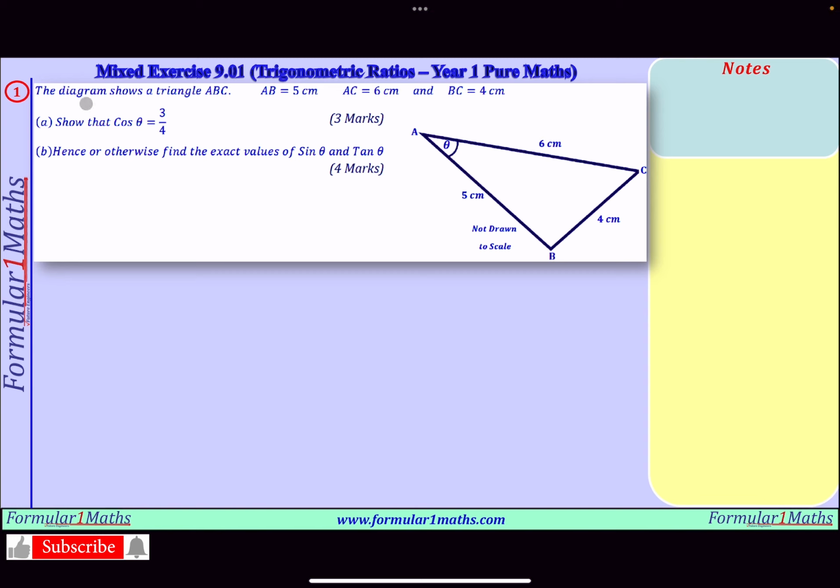Question 1. The diagram shows a triangle, ABC. AB is 5 centimeters, AC is equal to 6 centimeters, and BC is equal to 4 centimeters. A. Show that cos theta is equal to 3 over 4. B. Hence or otherwise, find the exact values of sine theta and tan theta.